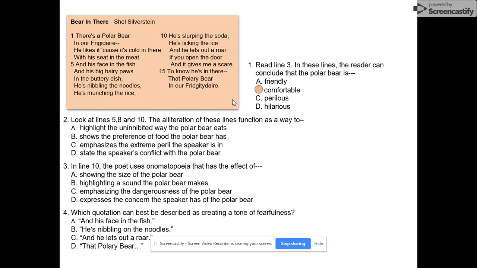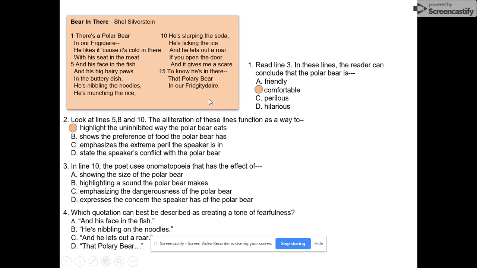Well, face, fish, nibbling noodles, slurping soda, that's all food, right? So we can automatically eliminate D and C and look at A and B because those are talking about food. So are we talking about how the polar bear eats or what he's eating? Face in the fish, nibbling noodles, slurping soda. Really, that's telling us how the polar bear is eating. He's eating like an animal, which I guess he is, so that makes sense.